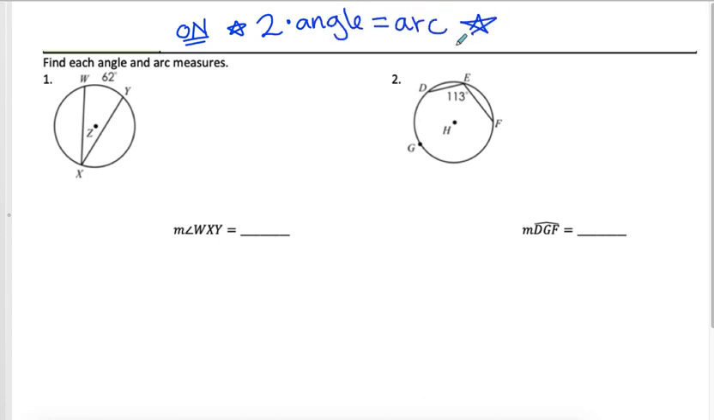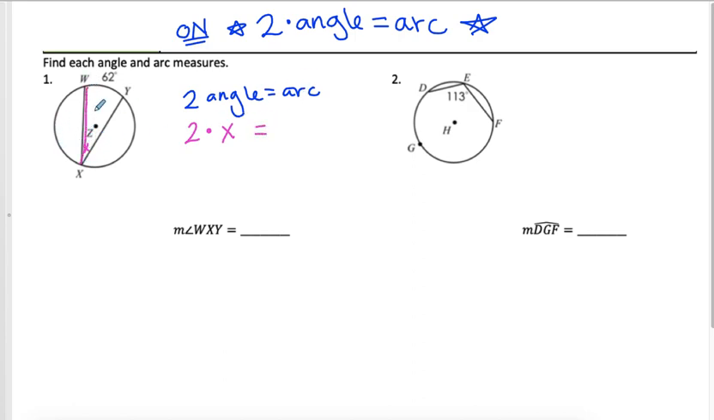And so as we're looking at this, find each angle and arc measure. This is looking for an angle, so we're going to say 2 times the angle equals the arc. I'm going to plug in what I know from the picture. I'm looking for WXY. I don't know what this angle measures, so I'm going to say 2 times X, because I don't know what the angle is, equals the arc.